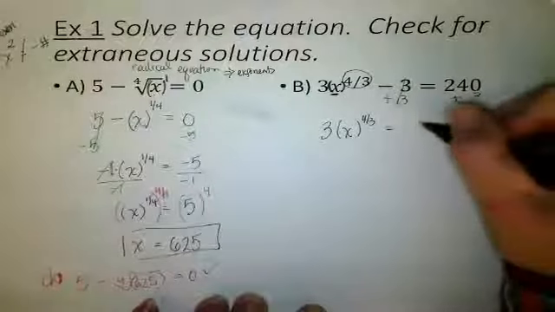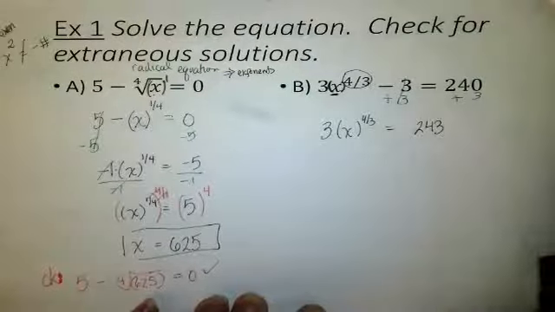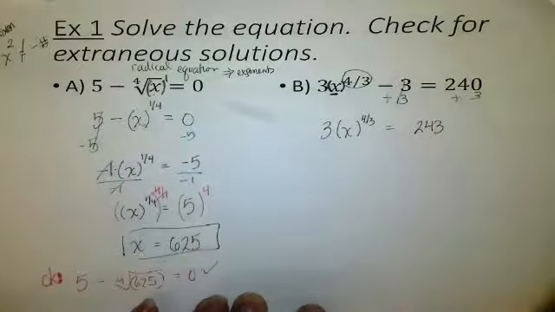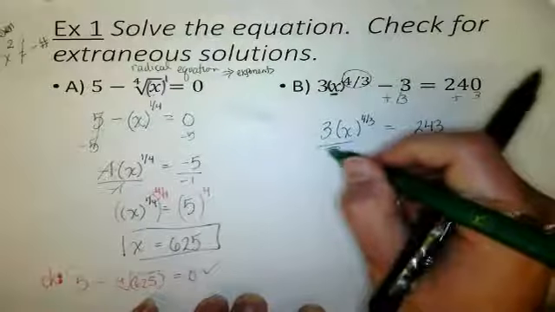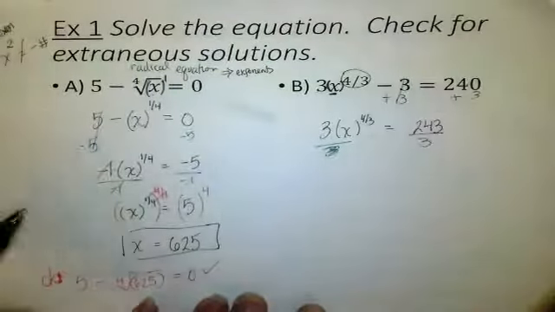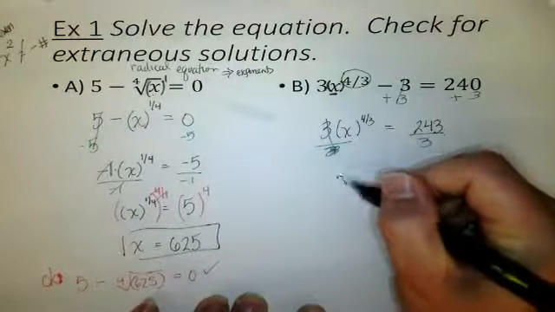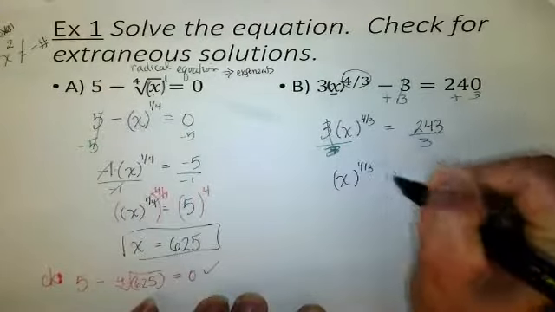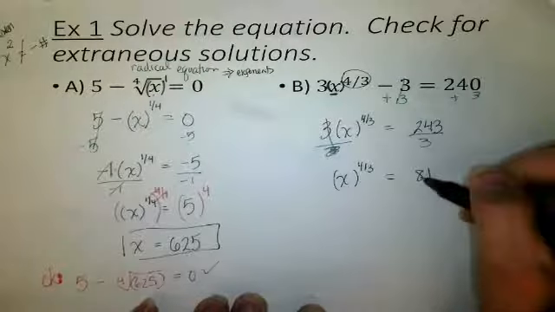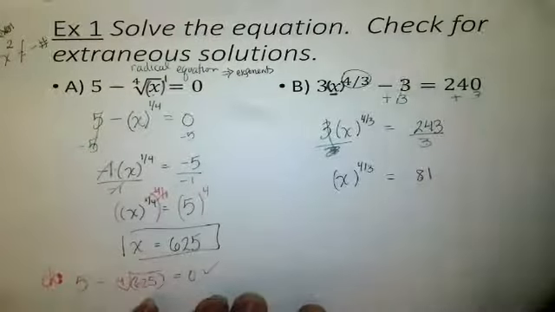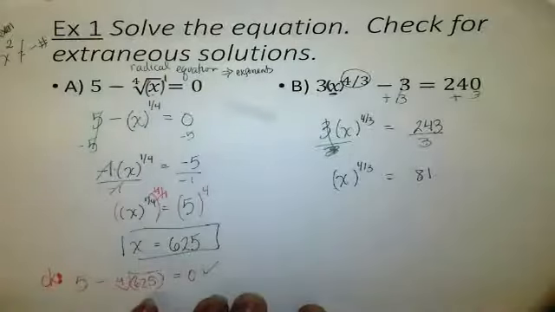240 plus 3 is 243. All right, again, what else is not trapped? The 3. So how do I get rid of that 3? Divide by 3. So I have x to the 4/3 equals 81. 3 goes into 24 8 times. 3 goes into 3 1 time. All right, now what should I do?